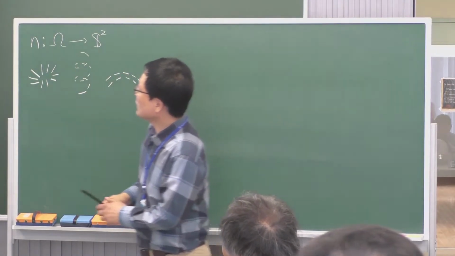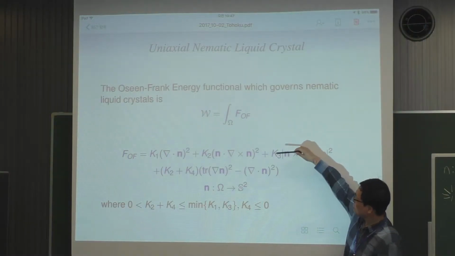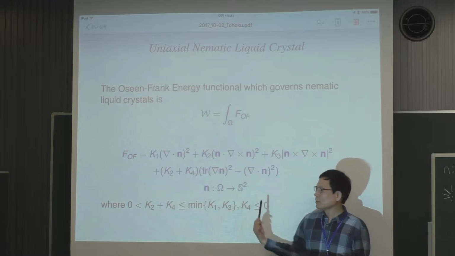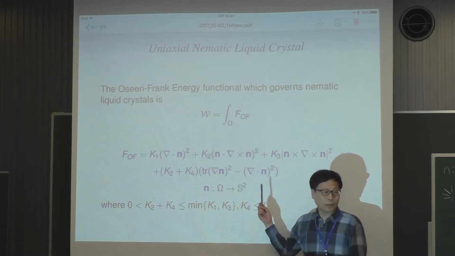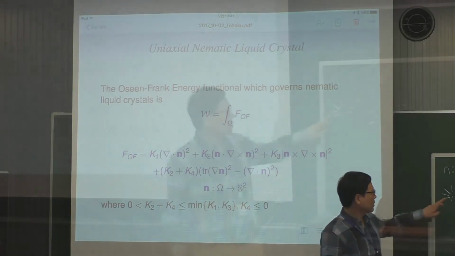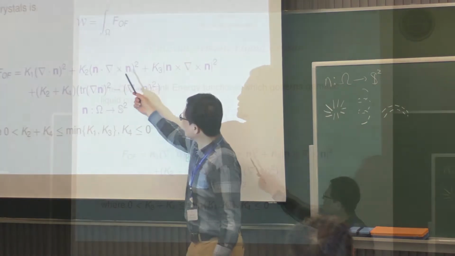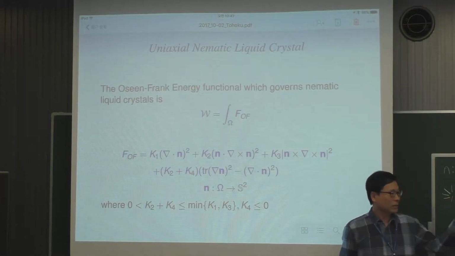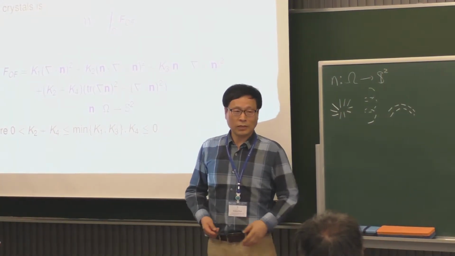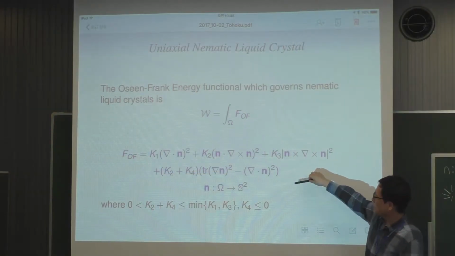And then mathematically, for the equilibrium state, you want to minimize this energy among functions n from omega to S2. These three terms are competing with each other, and according to the coefficients, these three behaviors compete in the minimum state. So this already gives you some complicated structures. And this energy has been studied by many authors.